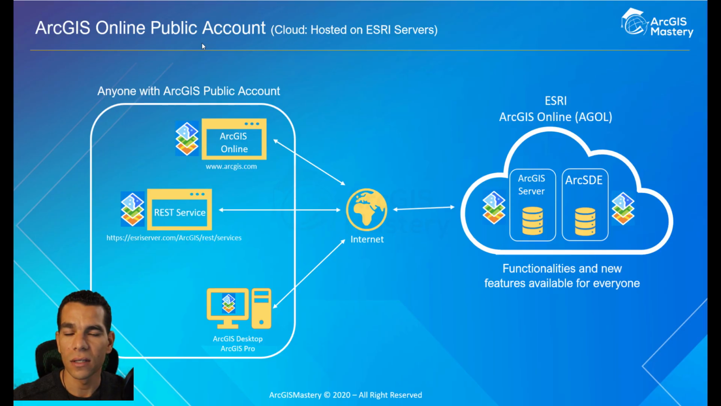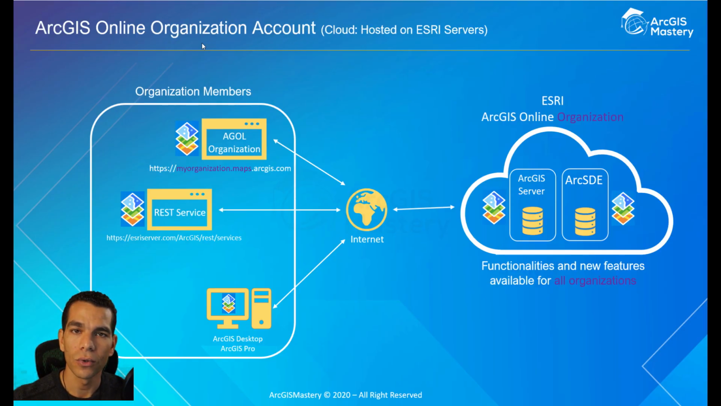Then Esri created something called ArcGIS Online Organization Account, which allows you to create an account specifically for your organization. So if I am an organization and I need to host maps and data that will be privately owned by me, and I don't want to share it with anyone other than the organization members, you can buy ArcGIS Online Organization Account and you will have your own dedicated URL, as you see right here, that will connect you to ArcGIS Online Organization Account.